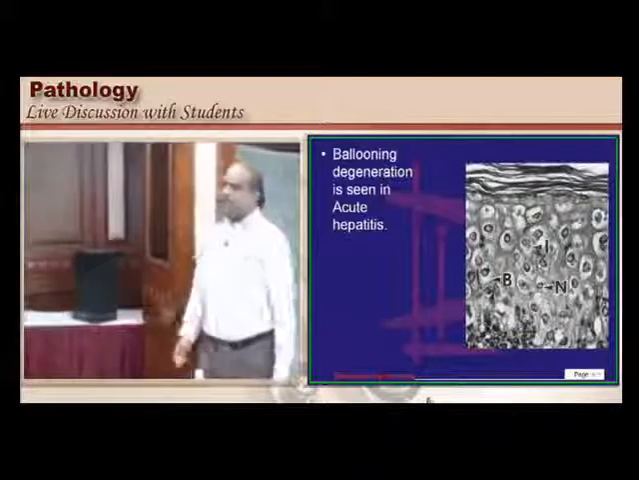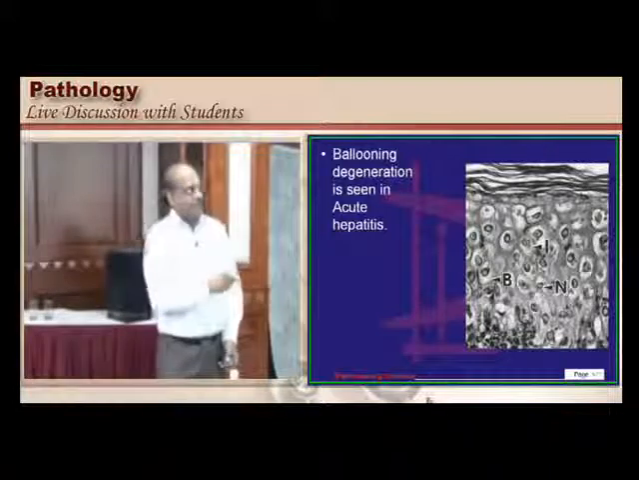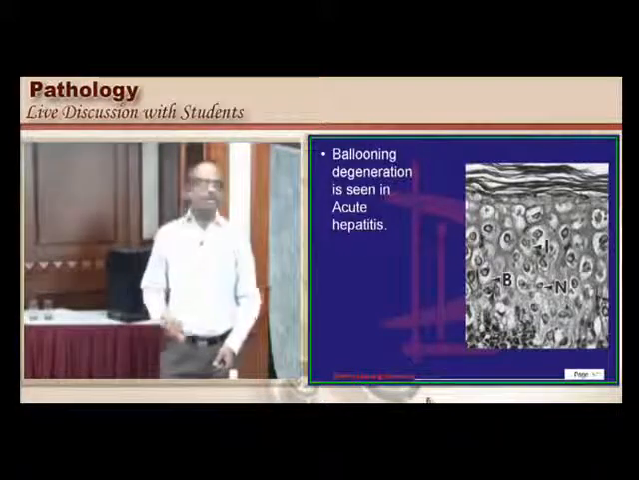If you look histopathologically, ballooning degeneration typically looks like this, and this kind of ballooning degeneration is a feature of acute hepatitis, is what you are going to remember.